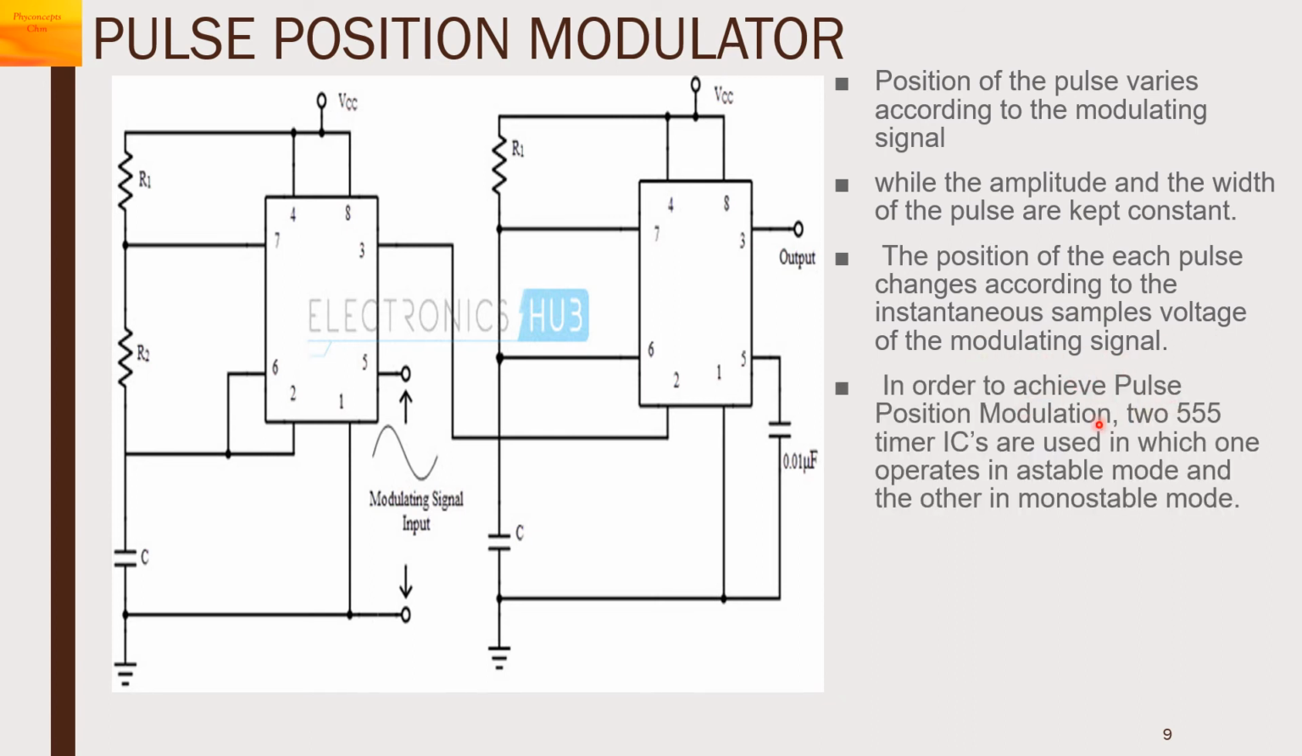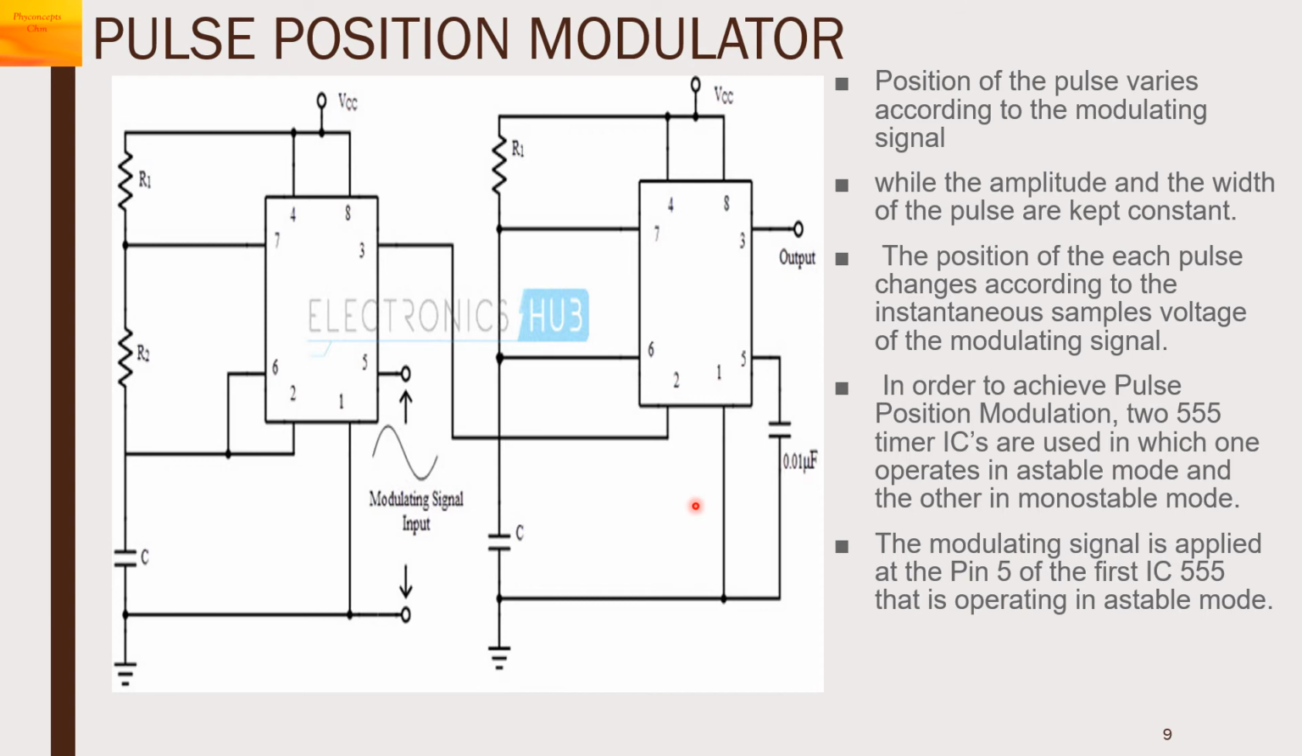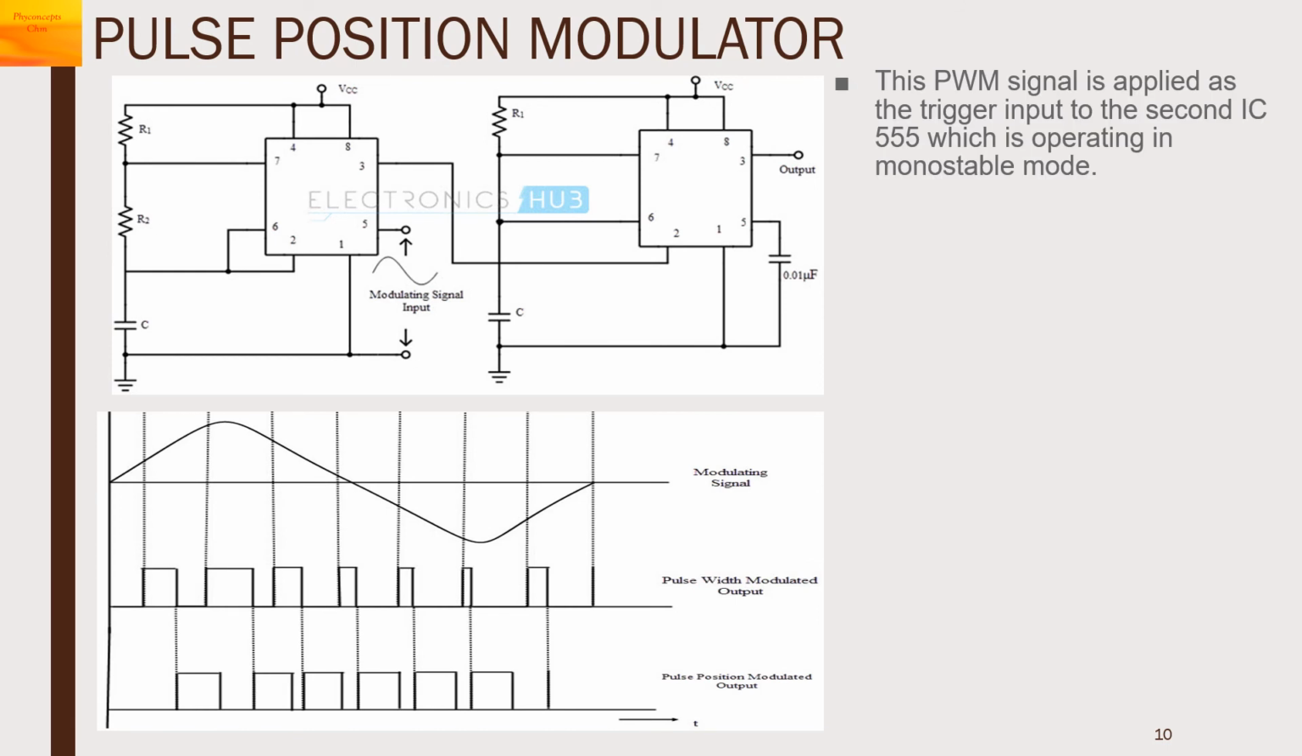In order to achieve pulse position modulation, two 555 timer ICs are used, in which the first one operates in the astable mode and the other operates in the monostable mode. The modulating signal is applied at pin number 5 of the first IC 555 in the astable mode. The output of this first IC is a pulse width modulated wave. This PWM signal is then applied to the trigger input pin number 2 of the second IC, which is operating in the monostable mode.